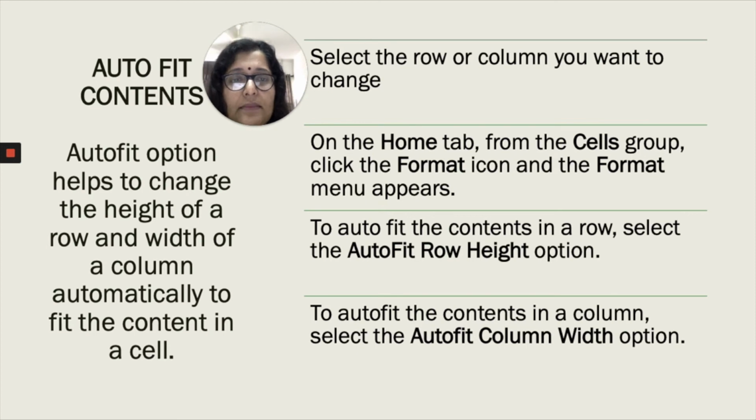On the Home tab, from the Cells group, click the Format icon and the Format menu appears. To AutoFit the contents in a row, click the AutoFit Row Height option. To AutoFit the contents in a column, click the AutoFit Column Width option. If it is a column width that you want to AutoFit, this is also possible. You just need to click on the AutoFit Column Width option.